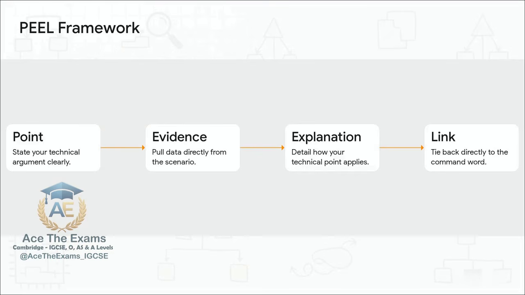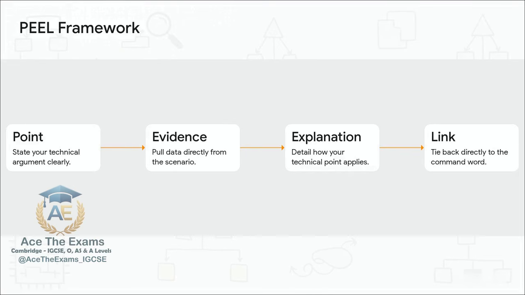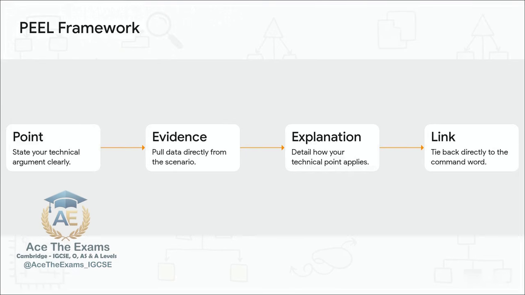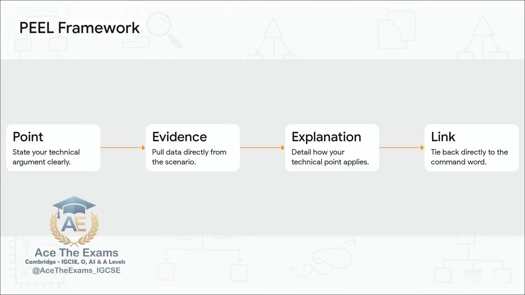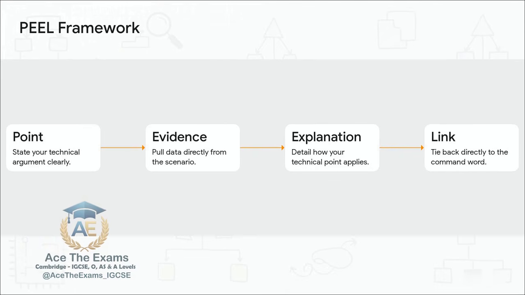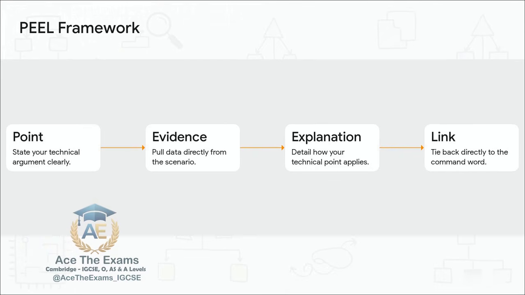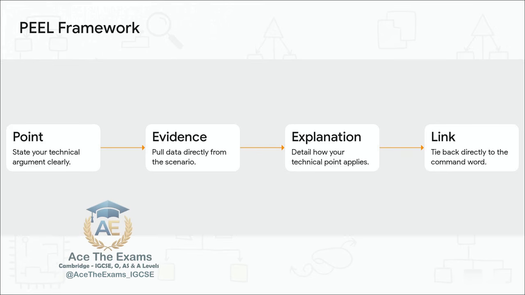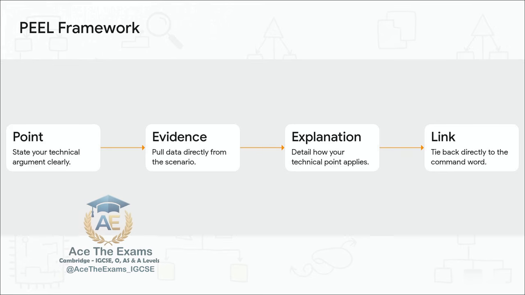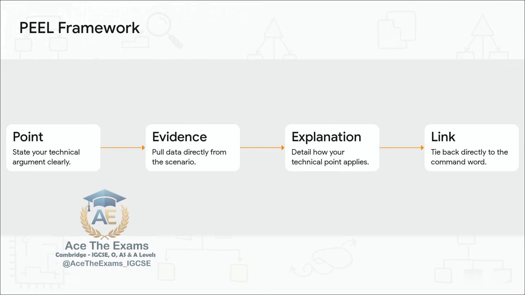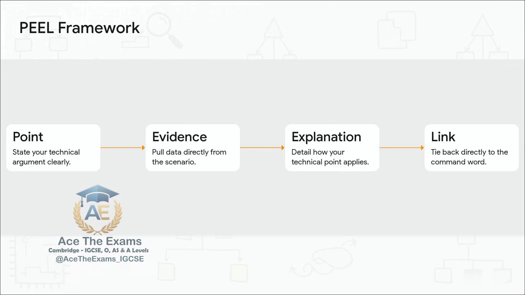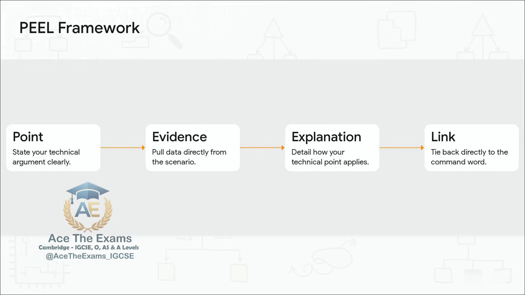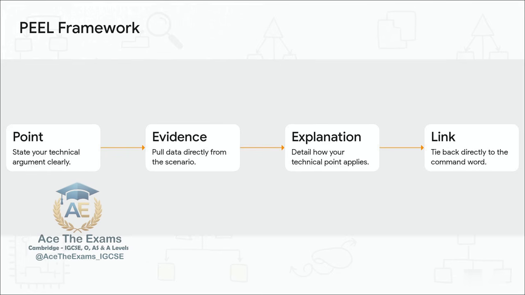So, how do we guarantee we hit that context every single time? We use the PEEL framework. Top students structure their answers sequentially using these 4 steps. First, the point. You state your specific technical argument clearly. Second, evidence. You pull data or code snippets straight from the provided scenario in the paper. Third, explanation. You detail exactly how your technical point applies to that specific evidence. And fourth, the link. You tie it all back directly to the command word used in the question.